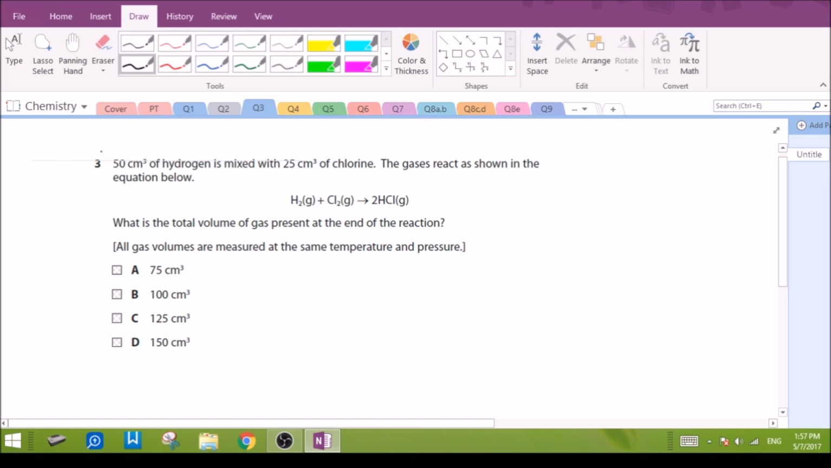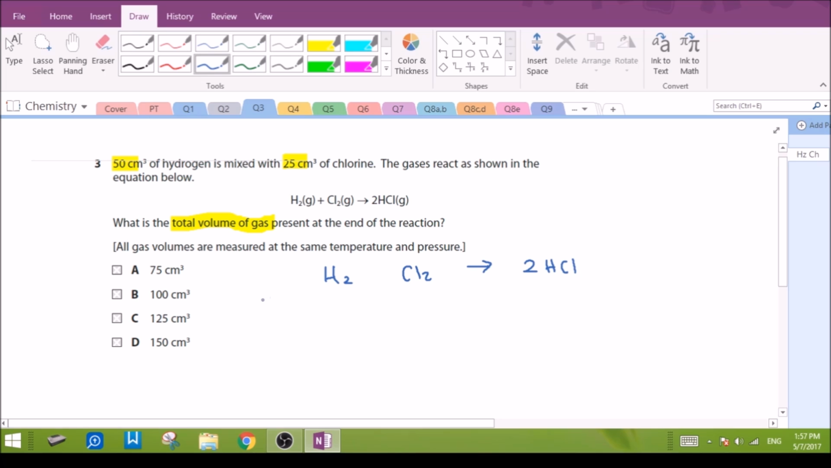Number 3, hydrogen is mixed with chlorine and the gases react based on the equation below. What is the total volume of gases present at the end? So we will try to have a table that keeps track of all the volumes of gases. We have hydrogen, chlorine, and then our products will be hydrogen chloride.